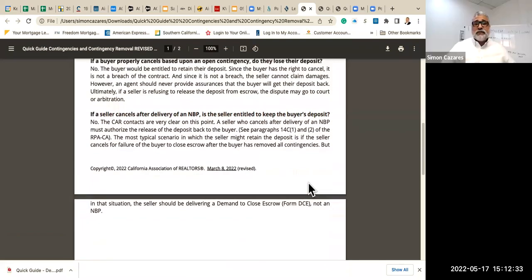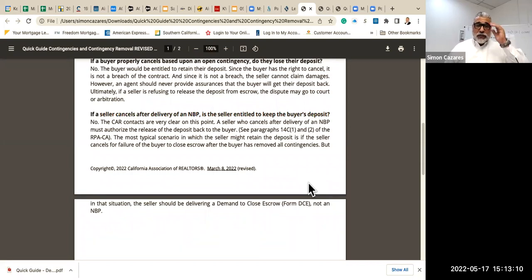If the seller cancels after delivery of a notice to the buyer to perform, is the seller entitled to keep the buyer's deposit? The answer is no, folks, no. The contracts are very clear in their position. A seller who cancels after the delivery of the notice to buyer to perform must authorize the release of the deposit back to the buyer. That's under paragraph 14C1 of the RPA. The most typical scenario where the seller might retain the deposit is if the seller canceled for failure of the buyer to close escrow after the buyer has removed all contingencies, okay?